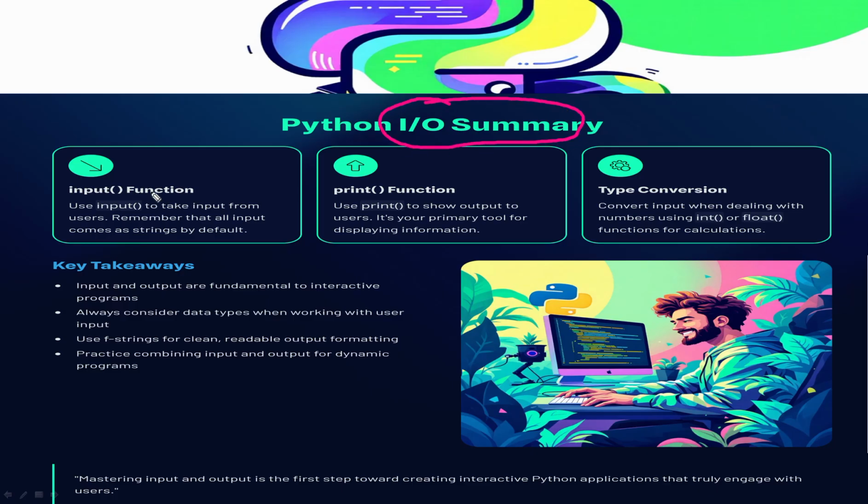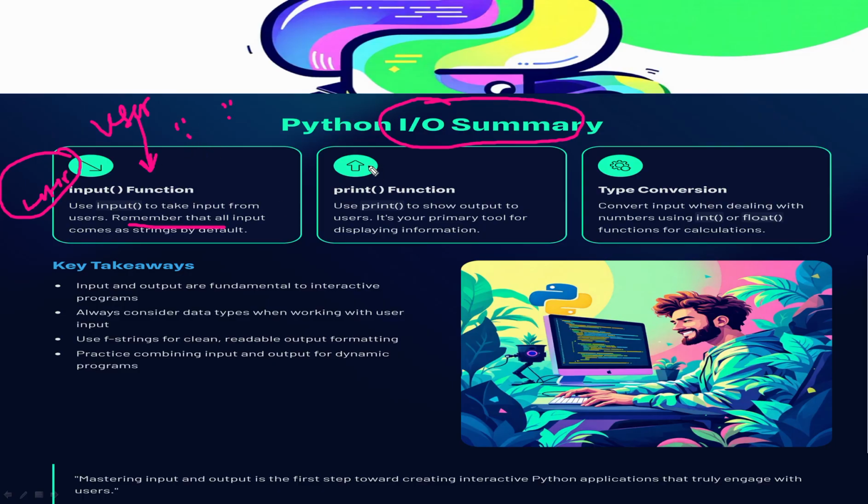So input functions: the input takes the input from the users. Users are nothing but we. We are the people, we are the users, we are going to give the input. Everywhere the user will instruct or give the input to the computer. Here also in Python we are going to give the input. Remember that all input comes as strings by default. All the inputs we give are strings by default, that is double quote, single quote, or multi-quote.